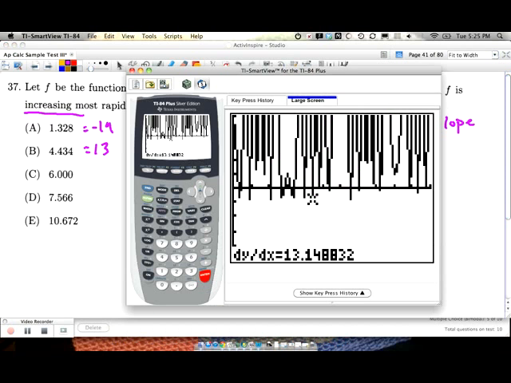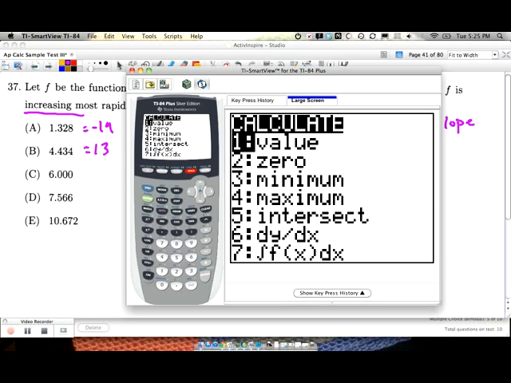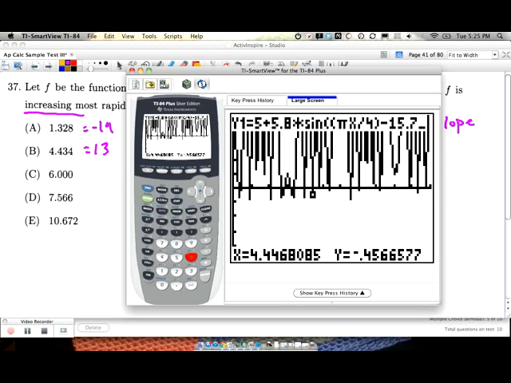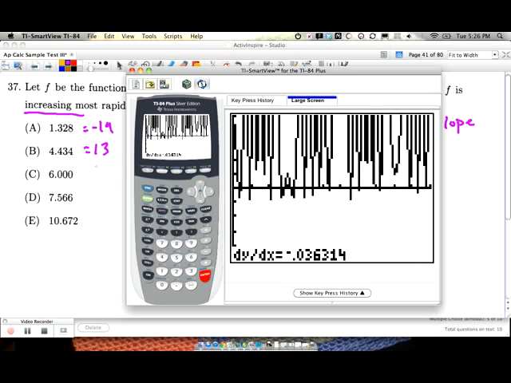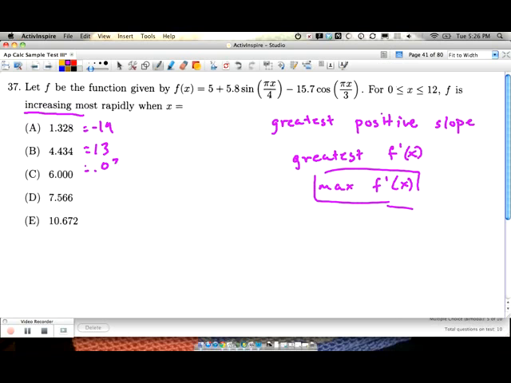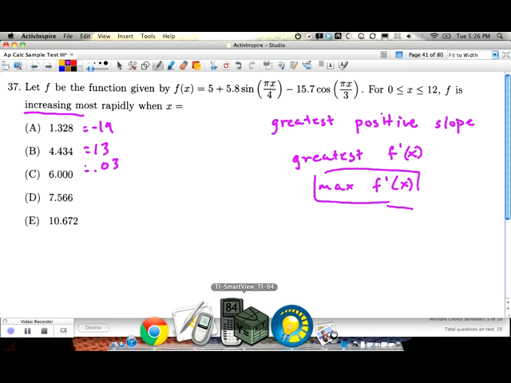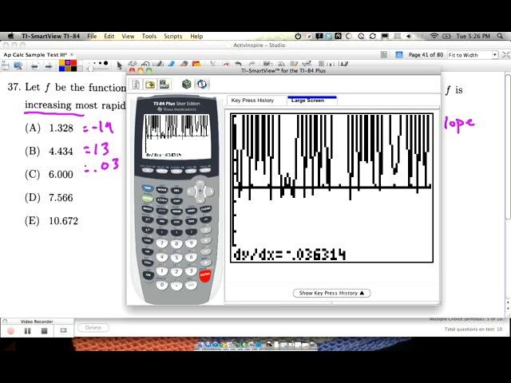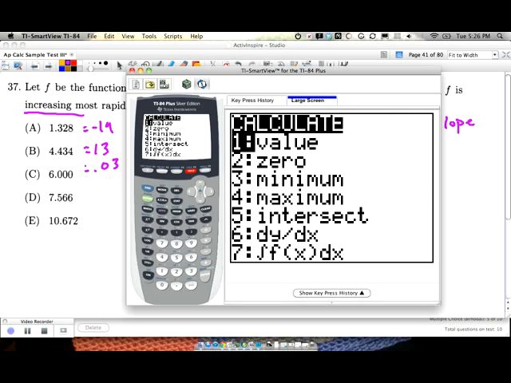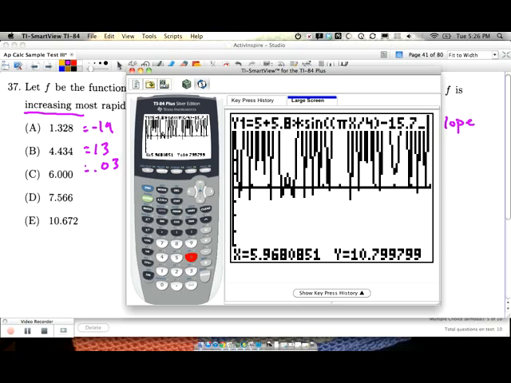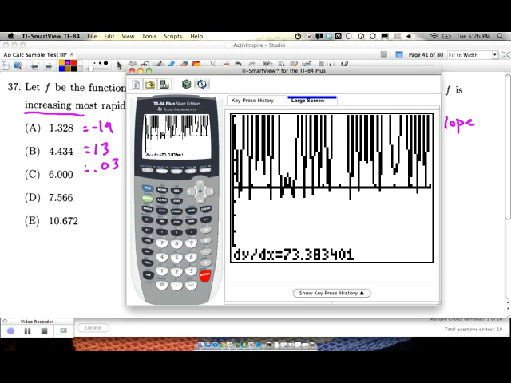Next one. And then we have second, calculate the slope, which is 6. And we're going to calculate at 6. We get 0.03, so that one's out too. 0.03. That slope's pretty slow as well. It's not increasing a whole lot. And then we got 7.566 for the next one. Second, calculate the derivative at 7.566. Type it in, you get wow.